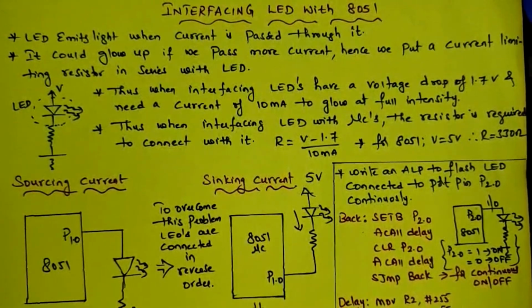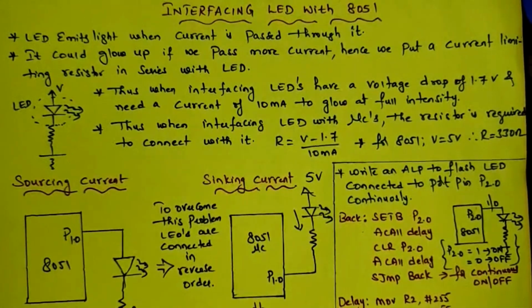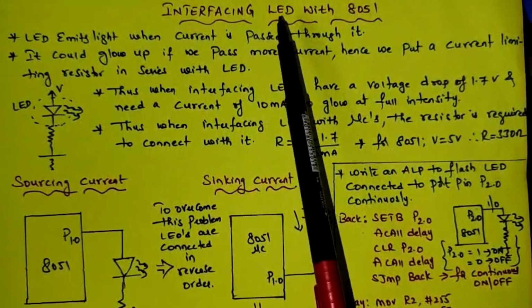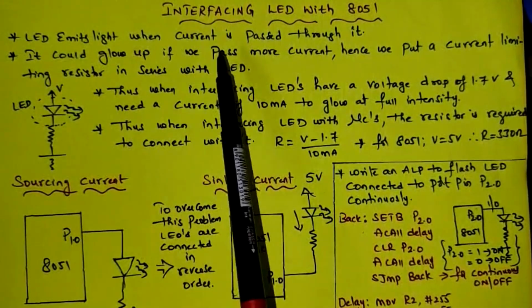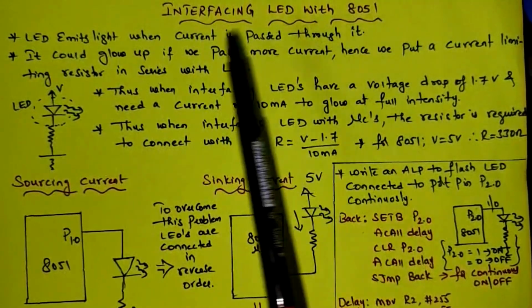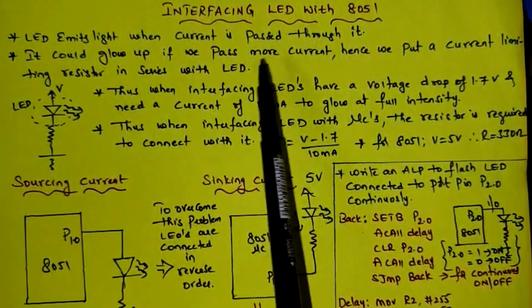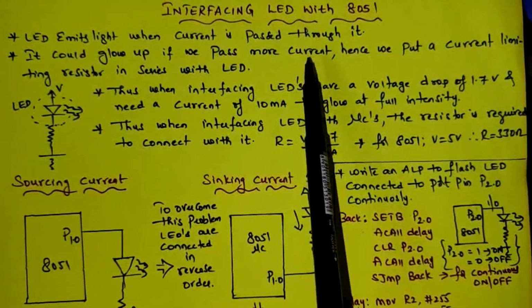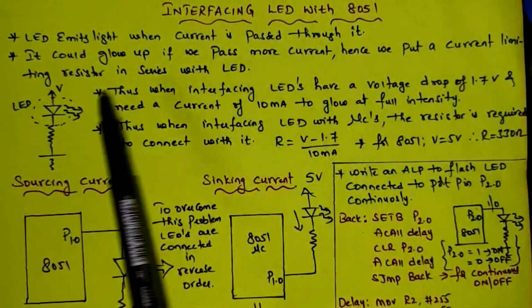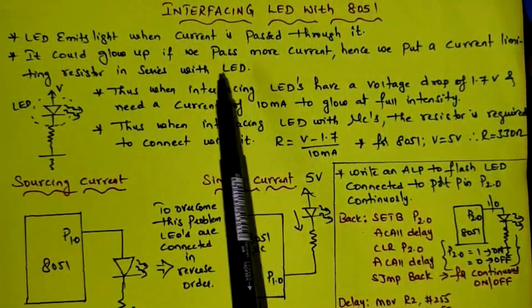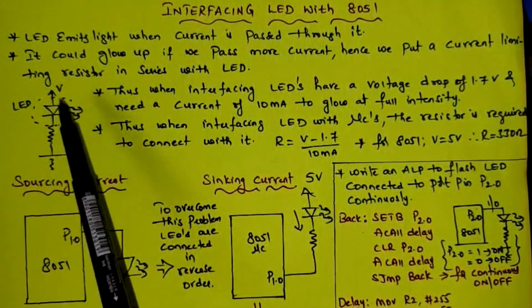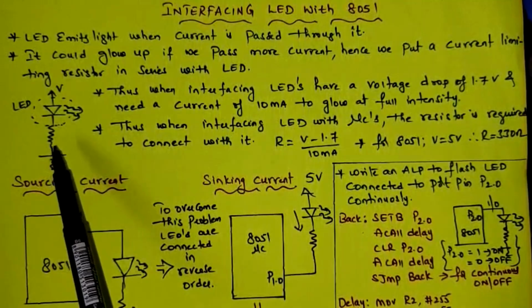Welcome to all. In this video, we are going to discuss the concept of interfacing LED with 8051. As we all know, LED means light emitting diode, which emits light when current is passed through it. It could burn out if we pass more current. So in order to avoid this, we need to put a current limiting resistor in series with the LED. Here, if you observe, the LED is connected in series with a resistor.